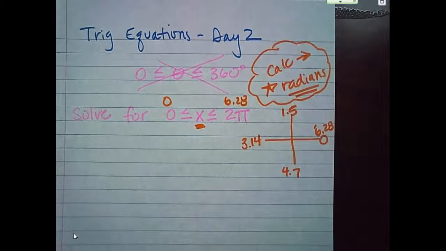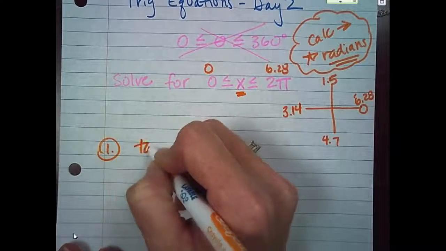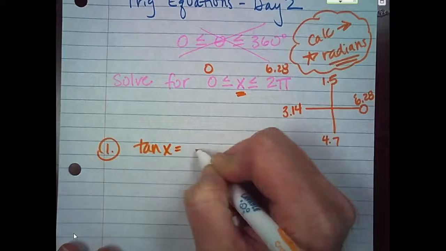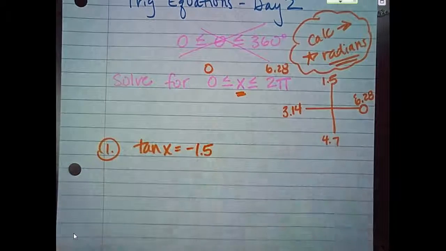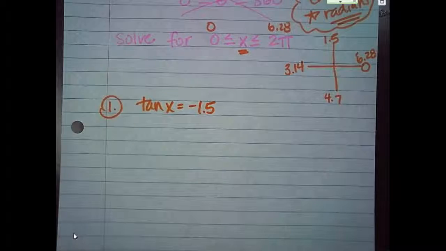Does that make sense? Other than that, guys, exactly the same. Same lesson. Okay? So it's a really good way today to just plain old practice what we learned Friday. For your first problem, let's give it a shot, see what we remember. I'm going to ask you for tangent of x, and I'm going to tell you it equals negative 1.5.